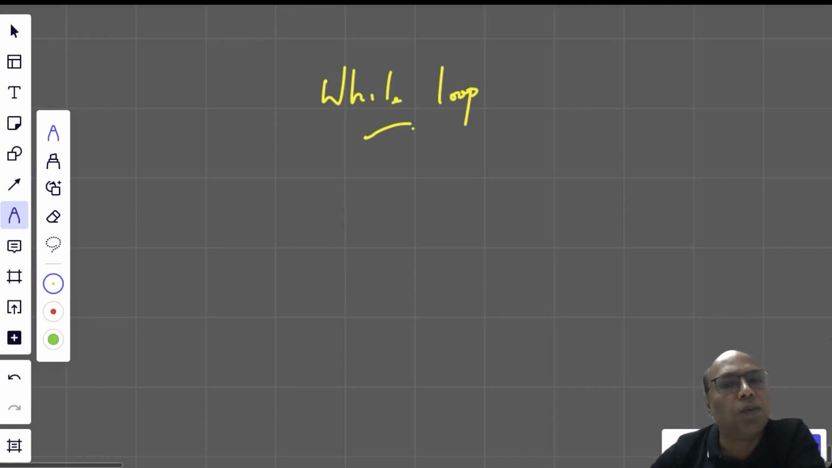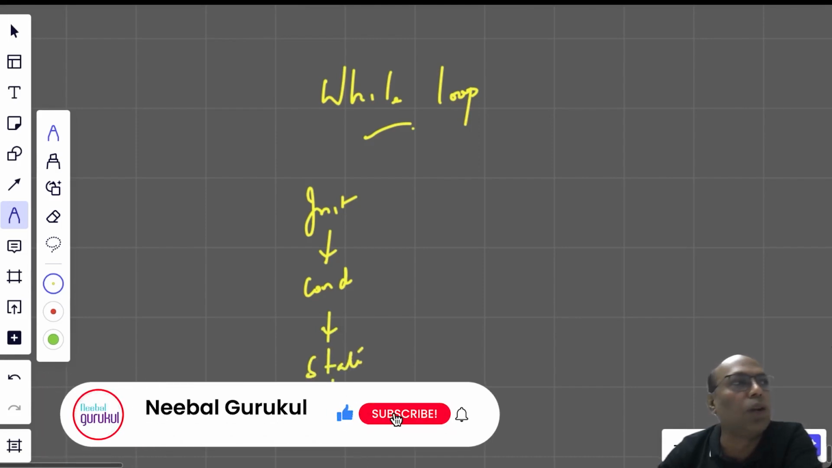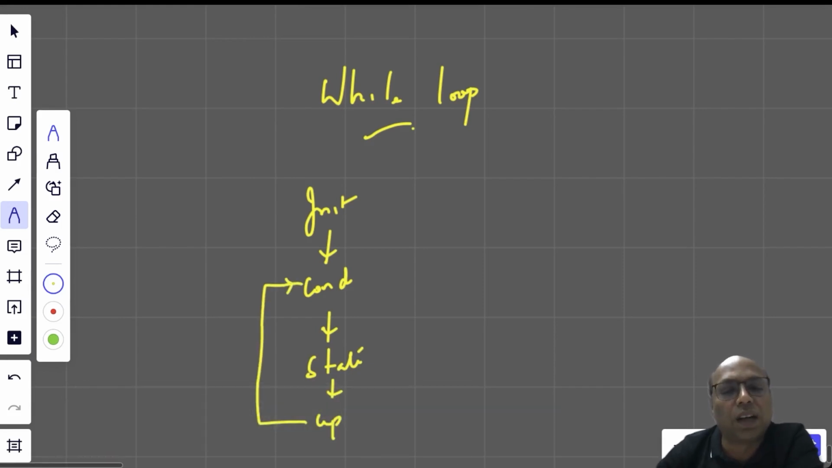Remember, whenever I talk about a loop, we think of it like this. The loop will have an initialization. Then after initialization, it goes to what? Condition. After condition, it will execute the statement. After the statement, it will go to what? Updation. After updation, it again goes back to the condition. If the condition is true, it will go inside and execute the statement. If it is false, it will skip the statement. That's what we said.